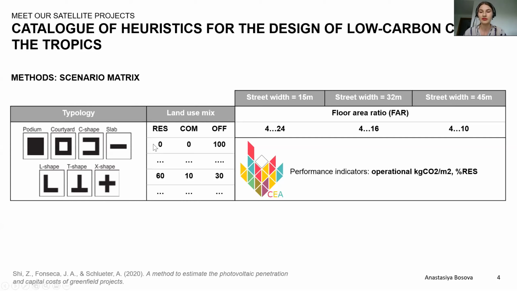Second of all, the matrix includes land use mixes, which are known to largely affect energy demand. Third of all, the matrix addresses urban form parameters that include density, expressed as floor area ratio, and compactness, expressed as street width. The performance indicators for these scenarios are operational CO2 emission intensities and share of renewable energies that are calculated with an energy simulation tool, City Energy Analyst. City Energy Analyst allows conducting simulations for thousands of scenarios in a decent period of time. So the total number of districts I simulate reaches 10,000.